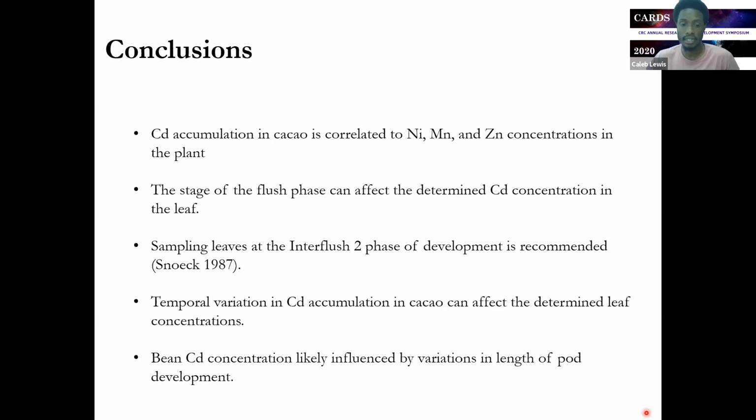Temporal variation in cadmium accumulation in cacao can affect the terminal leaf concentrations. And bean cadmium concentration is likely influenced by variations in length of pod development.